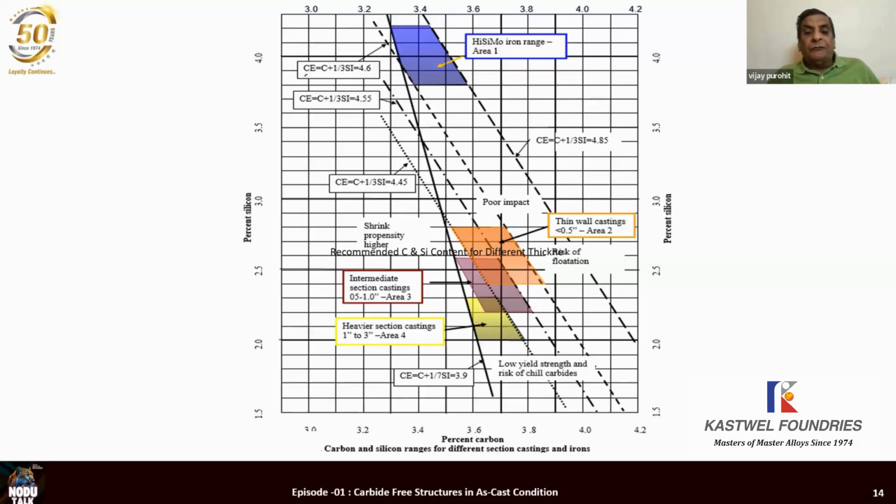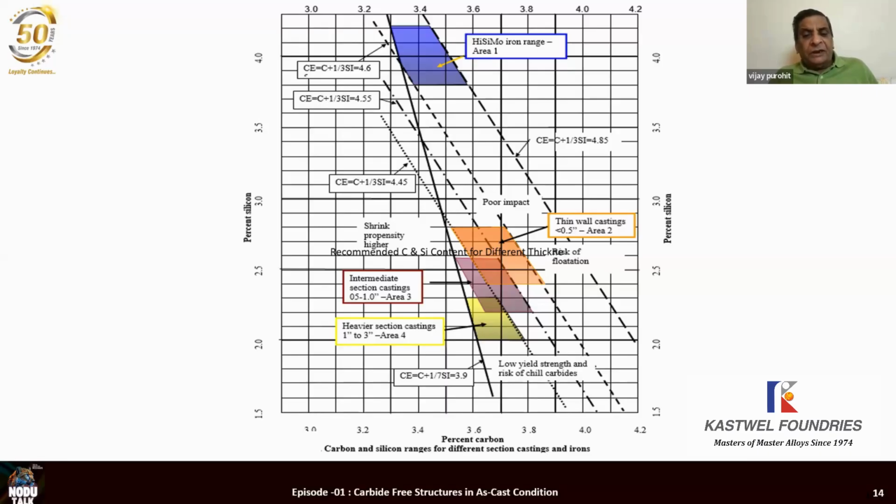This figure is very useful. If you take a photo of these two figures and keep it on your camera or mobile, it will always help you whenever you have to talk about the competition while making the trial of the castings. Now let's go to the purple area, area 3, which covers wall thickness from 0.5 to 1 inch. 0.5 inch is about 12.5 millimeters, 1 inch is about 25 millimeters.